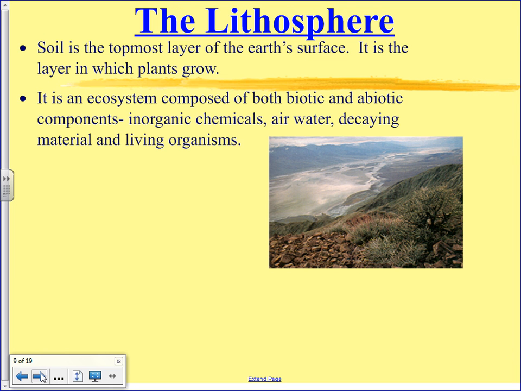Okay, soil, like we said, is the topmost layer of the Earth's surface, the layer in which plants will grow. And it is an ecosystem all its own. It has both biotic and abiotic parts to it. Biotic parts are the living things. Abiotic things are the non-living things. So abiotic things would be inorganic chemicals, air, water, decaying material. The biotic parts would be the living organisms.